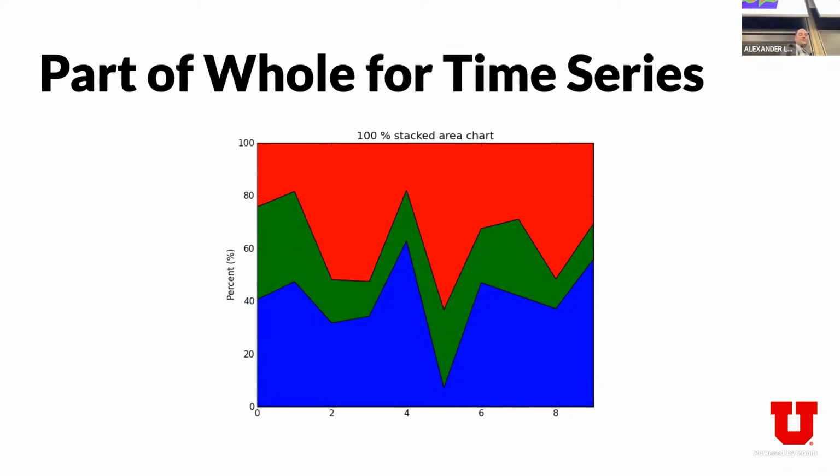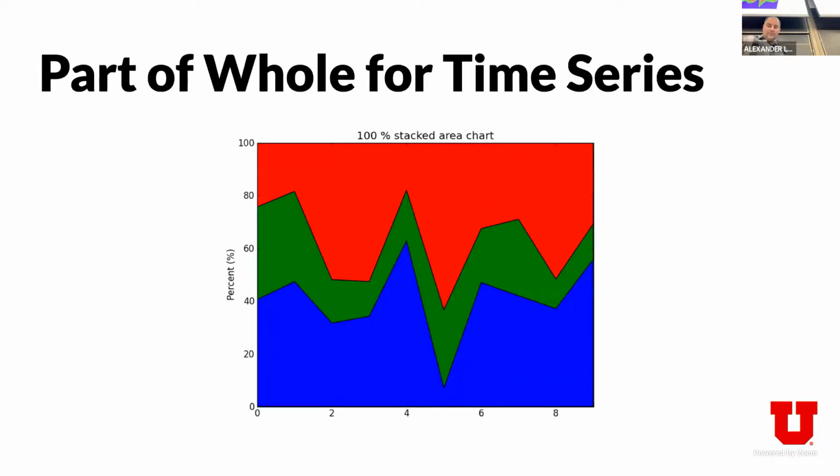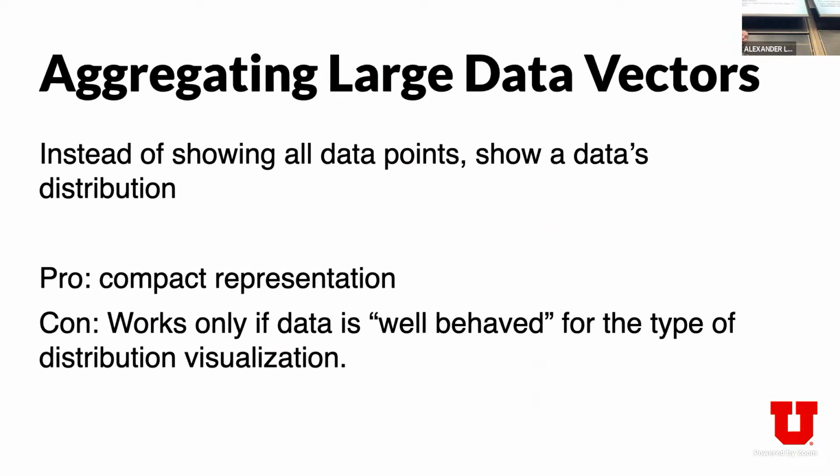We can also use part of a whole for time series. For example, if we were to ask how much of a product we are selling over time, as a share of our overall sales, we can use something like a 100% stacked area chart. But of course, there are some caveats with that. I'll come back to these part-of-a-whole charts for time series when I talk about temporal data. Okay, so one big topic to talk about is distributions.